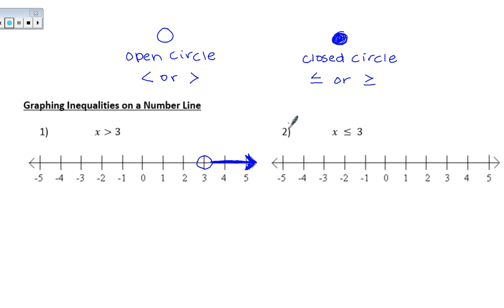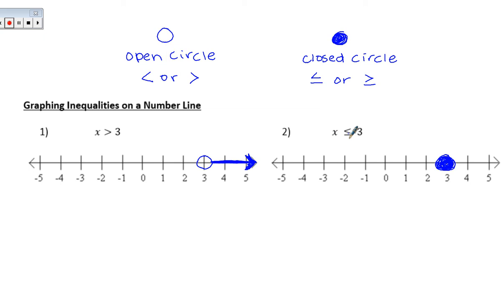So the next example, x is less than or equal to 3. Again, find that number on the number line. In this case, it's 3 again. So we're going to draw our circle above it. But this time we have the less than or equal to sign, which means we need to make this a closed shaded circle. So go ahead and fill that circle in.